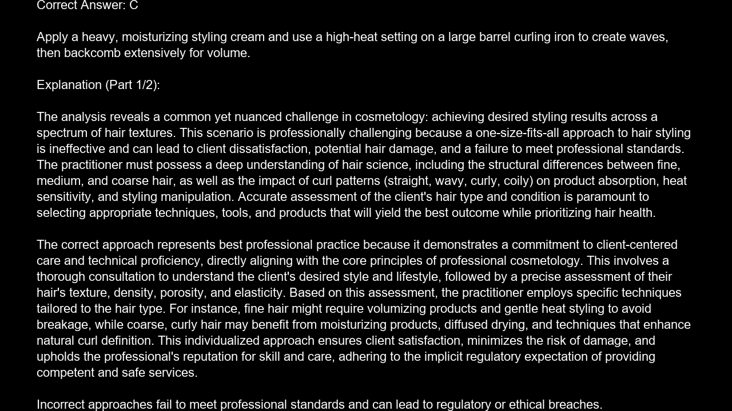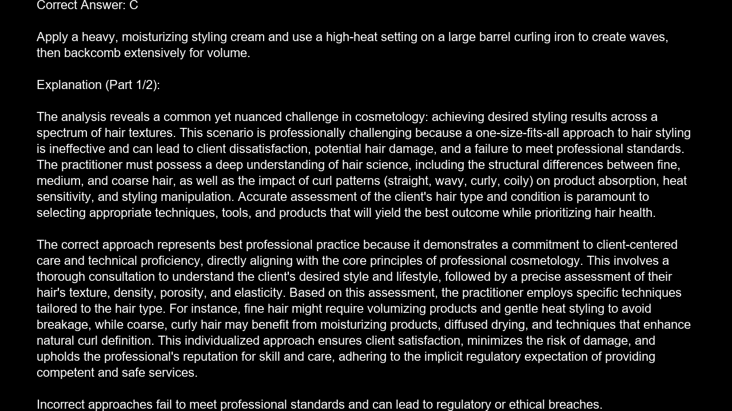This involves a thorough consultation to understand the client's desired style and lifestyle, followed by a precise assessment of their hair's texture, density, porosity, and elasticity. Based on this assessment, the practitioner employs specific techniques tailored to the hair type.